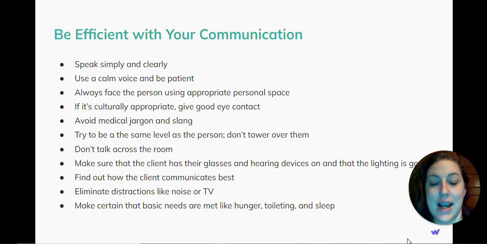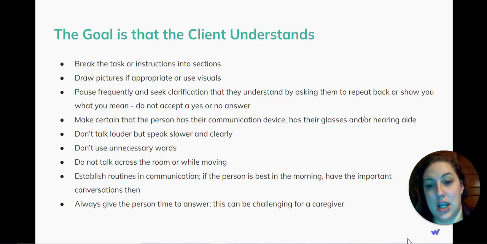And make sure that the client has their glasses and hearing devices on and that the lighting is good. Find out how the client communicates best. Eliminate distractions like noise or television. Make certain that basic needs are met, like hunger, toileting, and sleep. The goal of communication is that the client understands you.